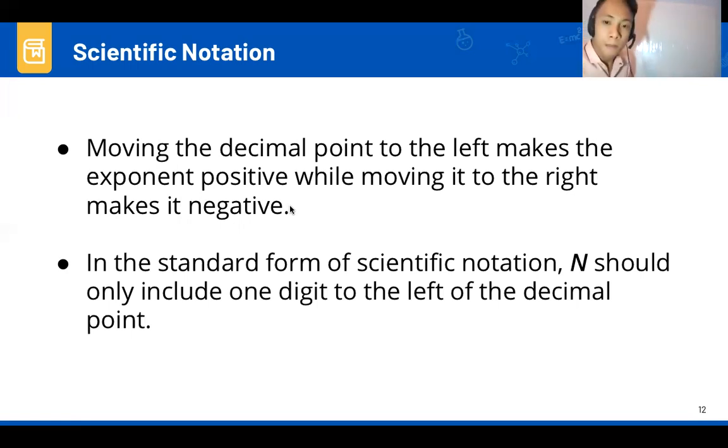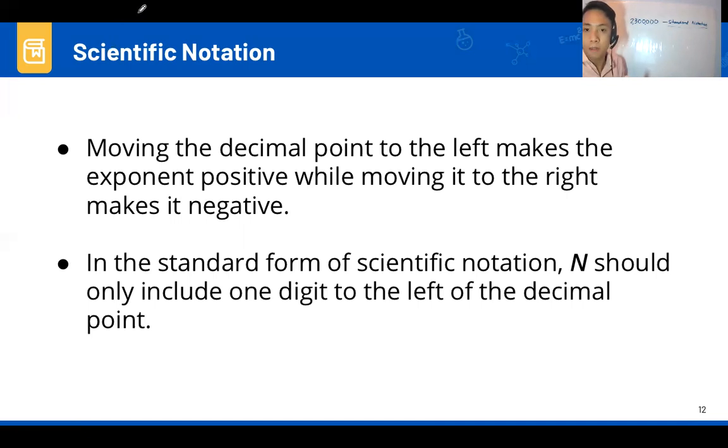So when we say standard notation, for example, we have, where's my eraser? Standard notation, for example, we have 230,000,000. This is 1, 2, 3. Okay, for example, this one. This is 2,300,000. So this is what we call a standard notation.